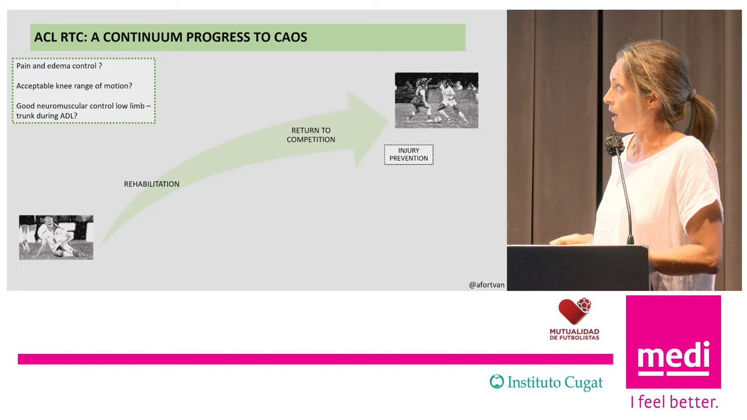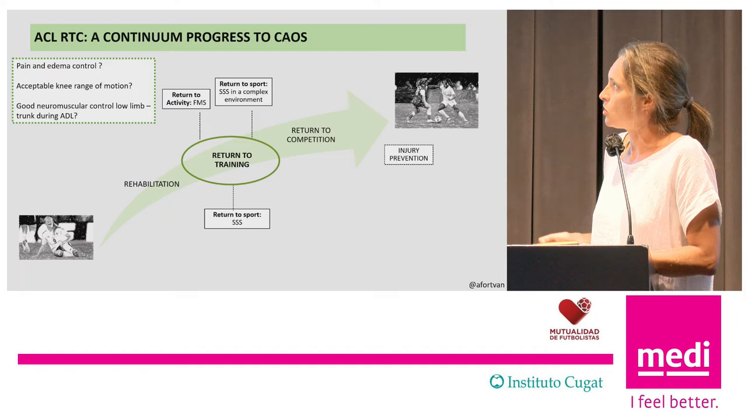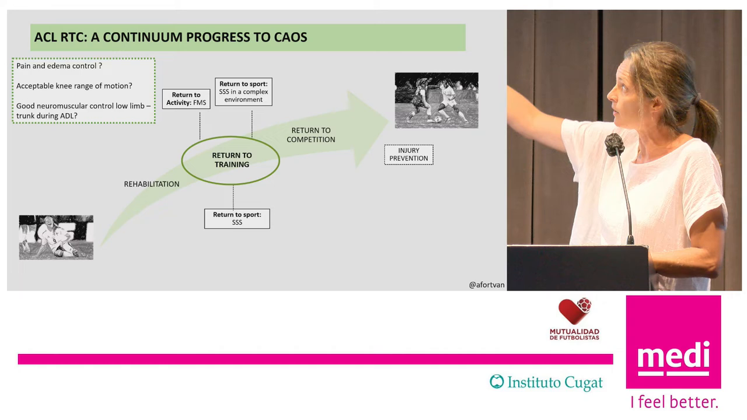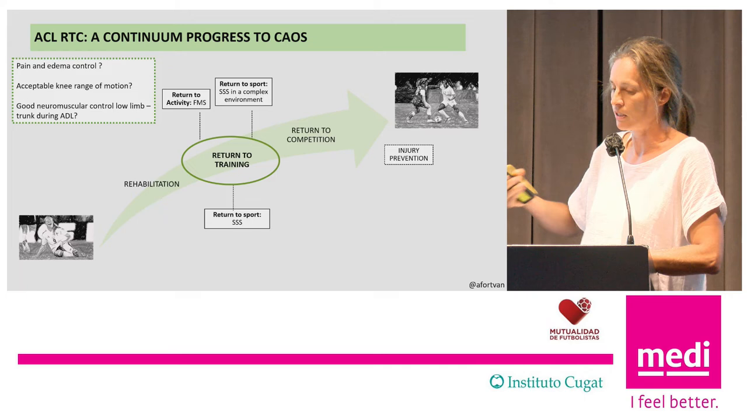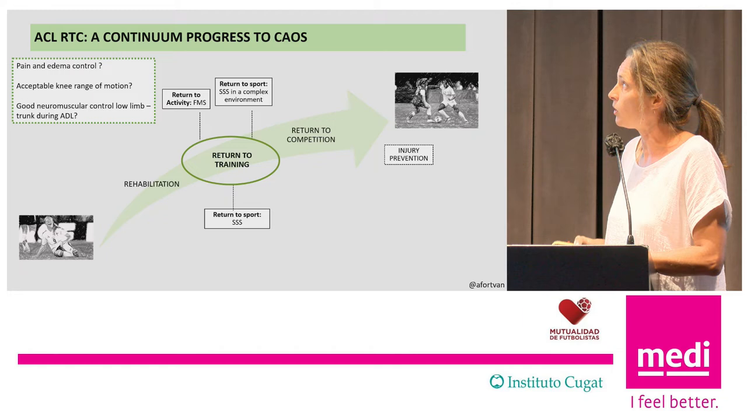So when we have pain and edema control, acceptable knee range of motion, especially extension, and good neuromuscular control during active daily living, let's start to return to training. The main objective of this phase is to prepare the athlete to tolerate group training with confidence while minimizing the risk of re-injury. First, returning to fundamental movement skills, as my colleague has said: to decelerate, running, change of direction. After that, to return to football-specific skills in a stable environment. And after that, to return to specific skills in a complex environment, typical of team sports.